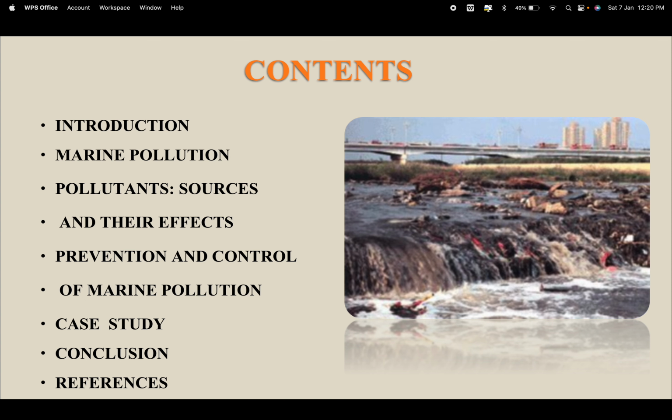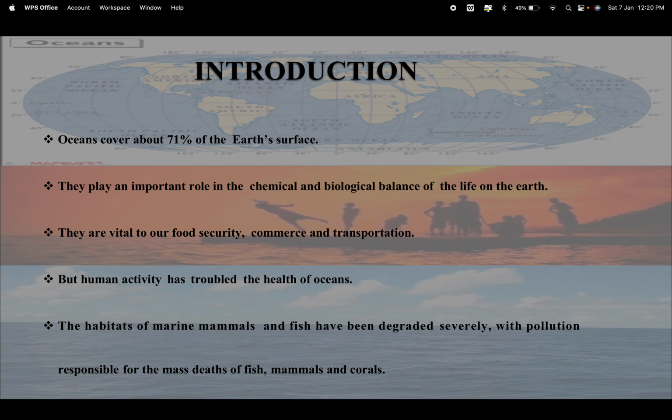Now here we see the table of contents: introduction, marine pollution, pollutant sources and their effects, prevention and control of marine pollution, case study, conclusion and references. Move to the next slide.